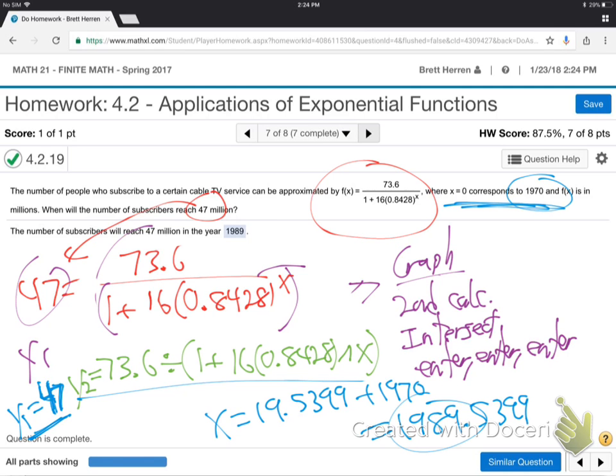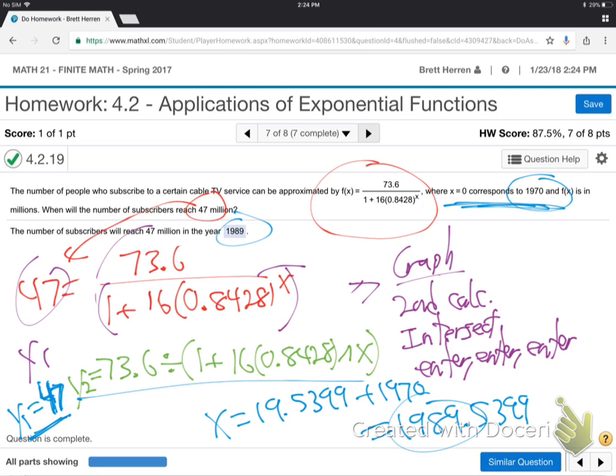And you get 1989.5399. That's in the year 1989, isn't it? It's like July because it's 0.53. You don't round it up. It's closer to 1990, but it's in the year 89 still. There we go. We good?